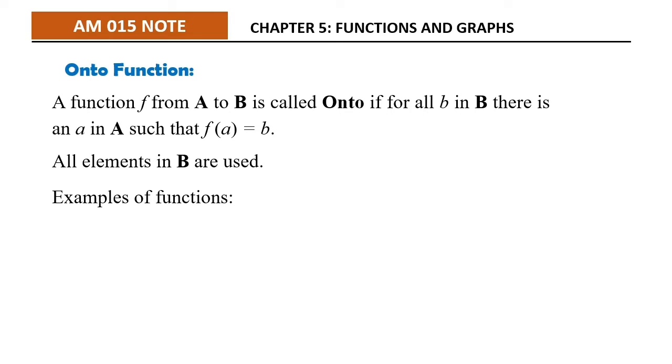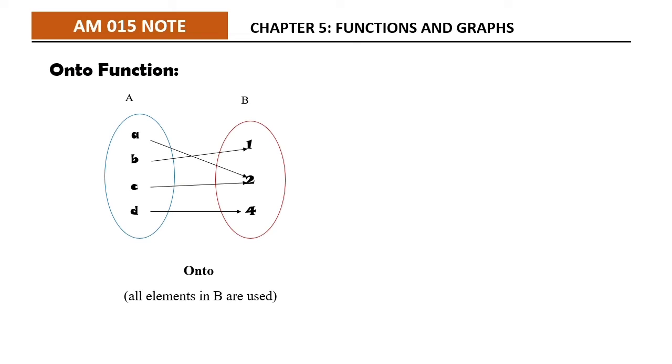Onto function. A function f from A to B is called onto if for all b in B there is an a in A such that f of a equals b, and all elements in B are used. Example of an onto function. For every element in B, there is one element in A that is connected to it, and all elements in B are used.